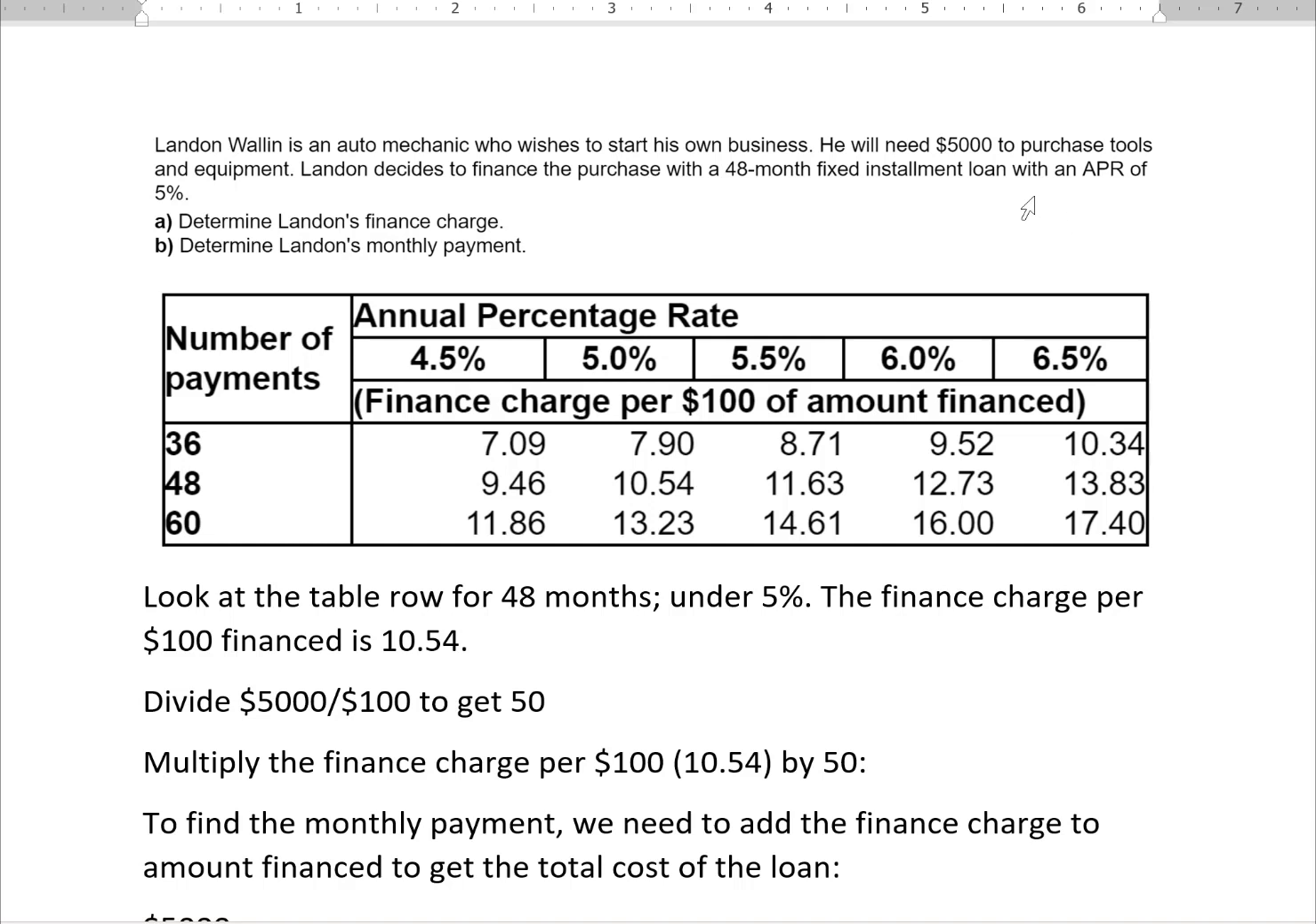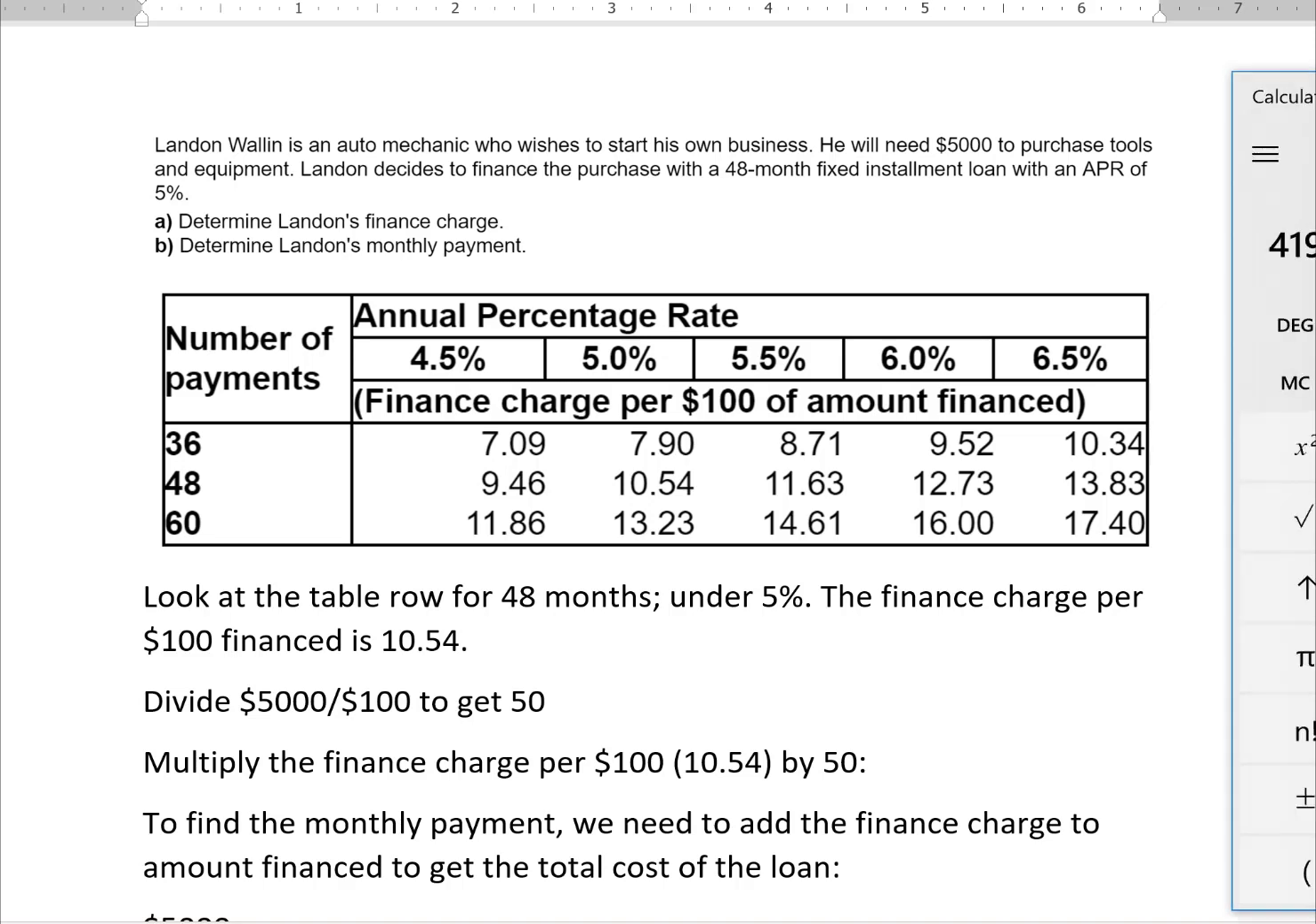So the first thing we're going to see here is that we want to get the finance charge per hundred. And so what we want to do is go to the table and look on the row for 48 monthly payments and look under 5%, and we see that the finance charge per $100 is 10.54. And then I'm going to divide the amount of his loan, 5,000, by 100, and I need 50 increments. So I'm going to multiply that charge per $100, the 10.54, by 50 in order to get the finance charge.